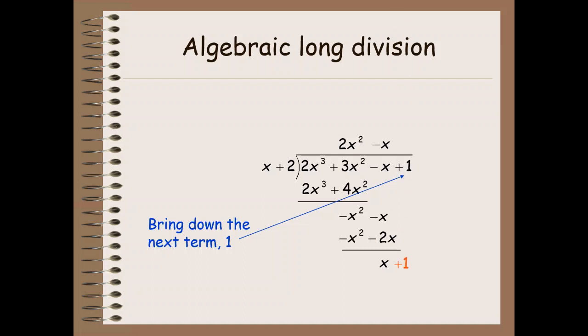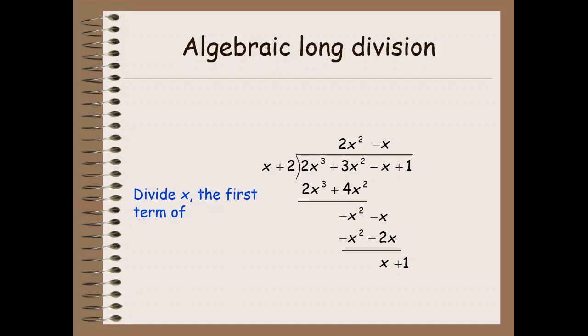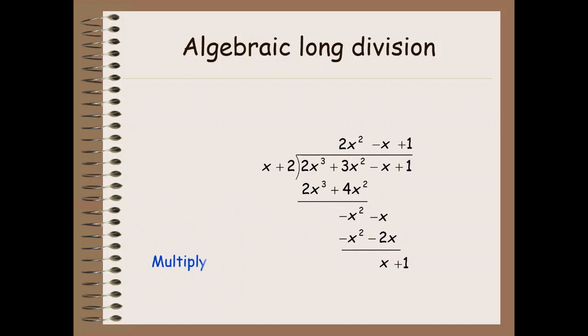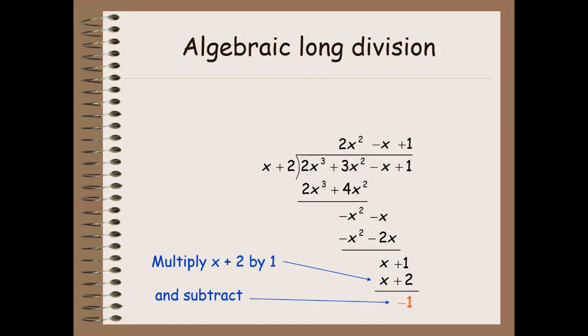And when I do that, I ask the same question. How many times does x go into x? And the answer is 1. So I write plus 1. And then multiply again, x times 1, 1 times 2, and write it under. And then subtract again. 1 minus 2 is negative 1.